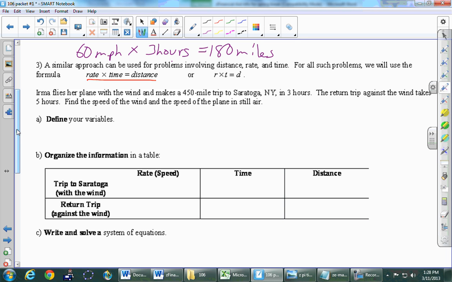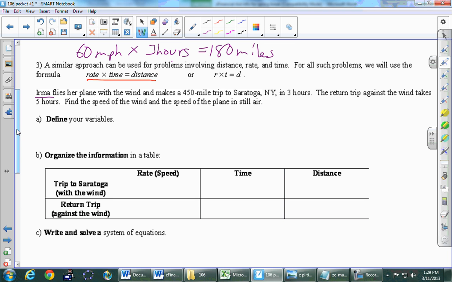Okay, so now we've got this person, Irma, who's flying her plane, and she's just going to Saratoga, New York, and then coming back here. And it's 450 miles each way. And on the one hand, she's going with the wind, and that takes her only 3 hours. But when she comes back against the wind, it takes her quite a bit longer, almost twice as long, actually. It takes 5 hours, all right? So what we're gonna figure out is how fast she would go without any wind, and also how strong the wind was, all right? So let's give this a shot.